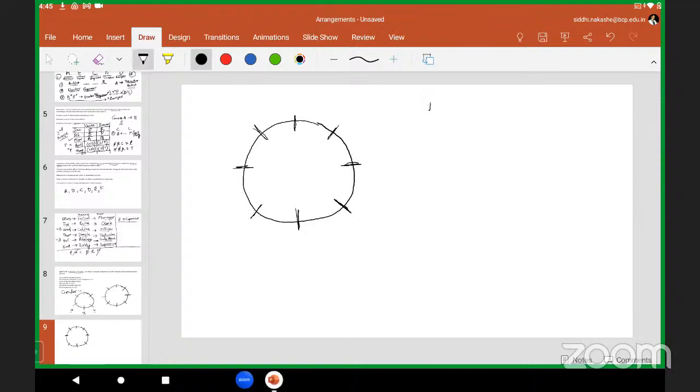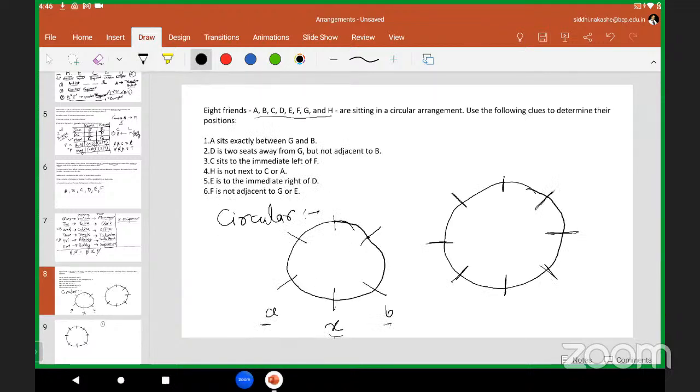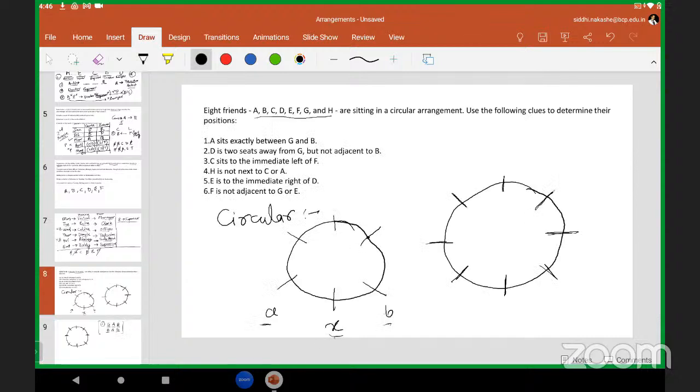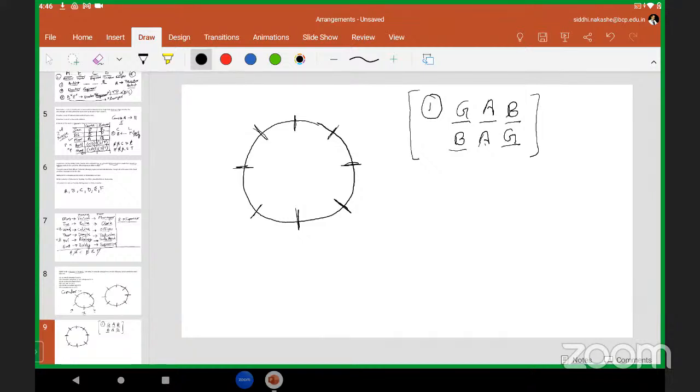So let's start with the given conditions. So what is the condition? A sits exactly between G and B. So A sits exactly between G and B. Either it can be in this manner or it can be in this manner. So this is the first condition. Let's move on to the second condition. D is two seats away from G but not adjacent to B. Okay, so D is two seats away from G. This is the second condition.